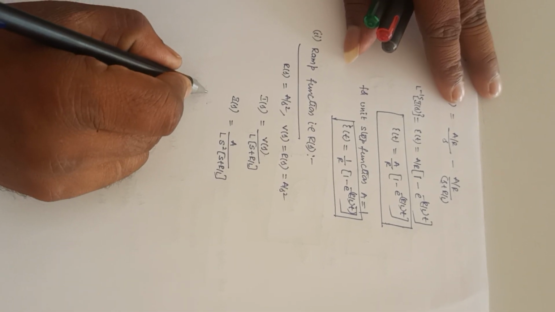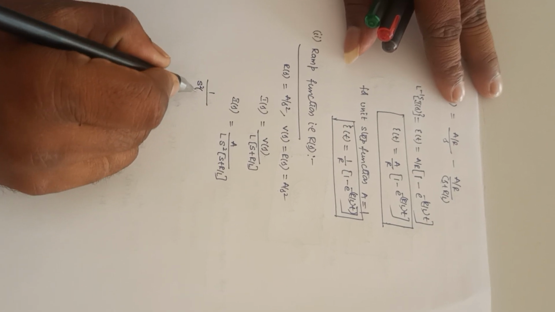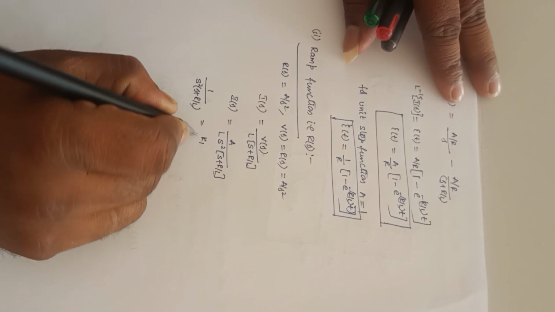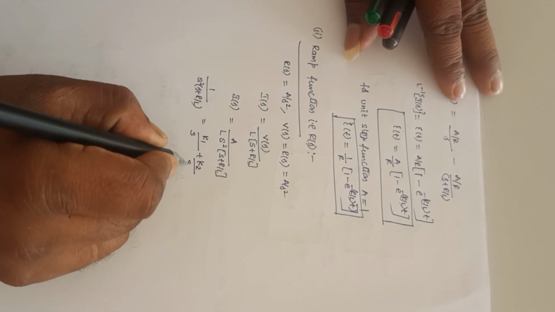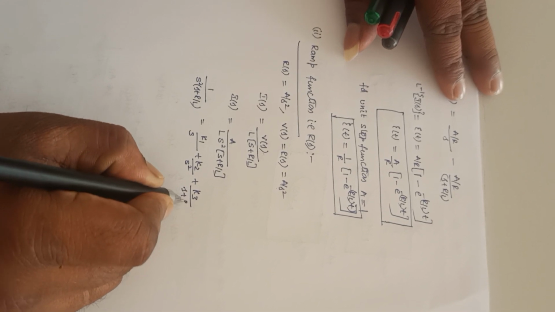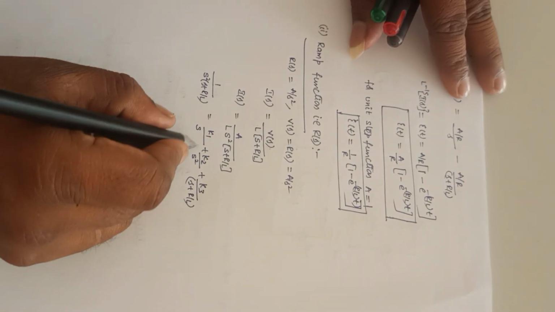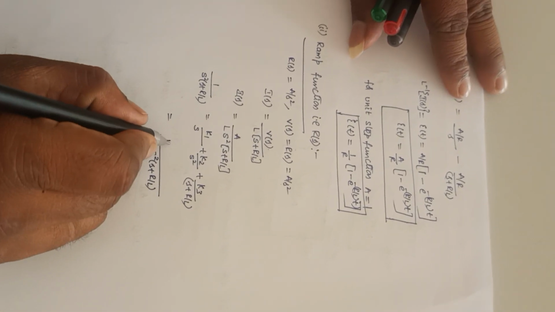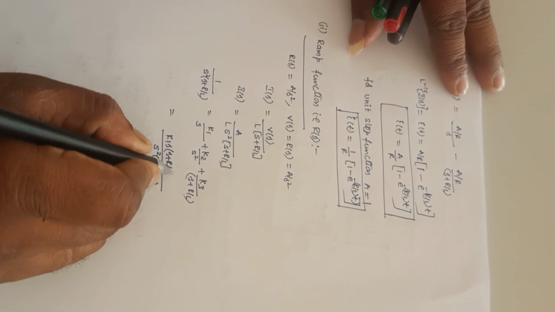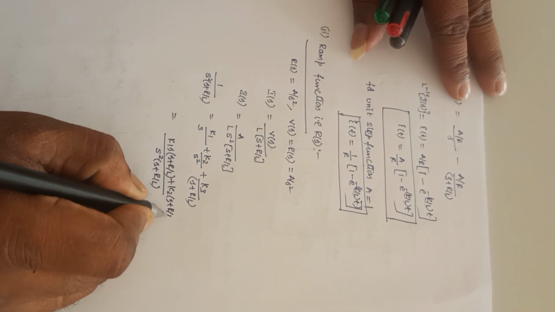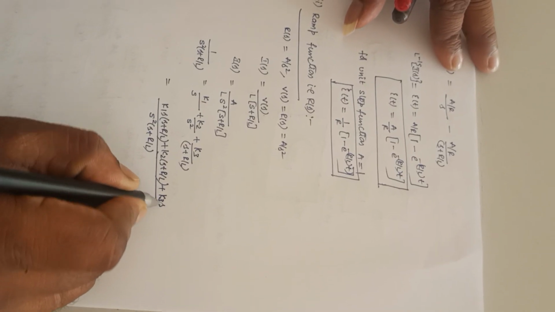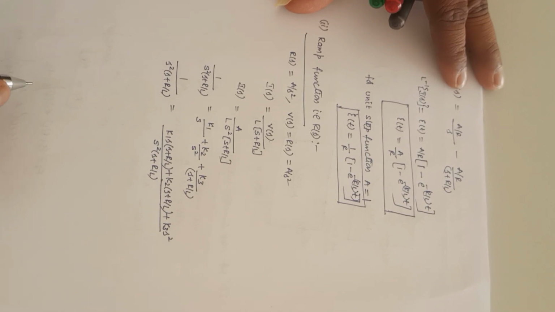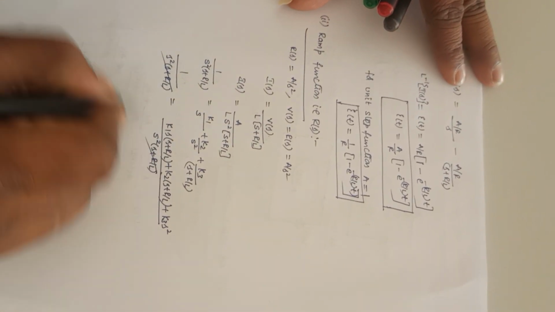Here the partial fractions for 1 by s square into s plus R by L. I am going to find the partial fractions only for this function. That is equal to some k1 divided by s plus k2 divided by s square plus k3 divided by s plus R by L. Now let us cross multiply taking the LCM of s square into s plus R by L. So it is k1 s into s plus R by L plus k2 into s plus R by L plus k3 into s square, that is equal to 1 divided by s square into s plus R by L. Now this and this will get cancelled here.